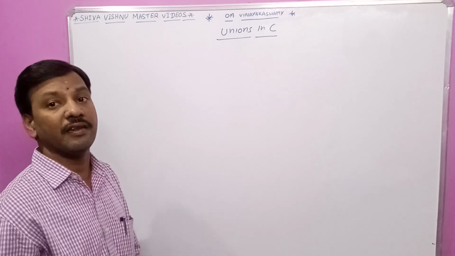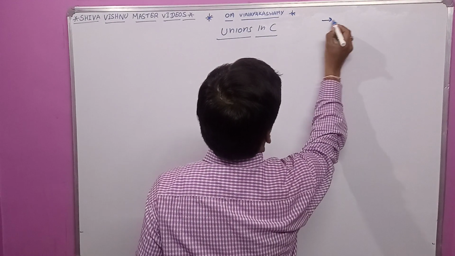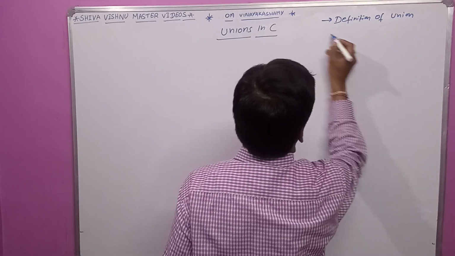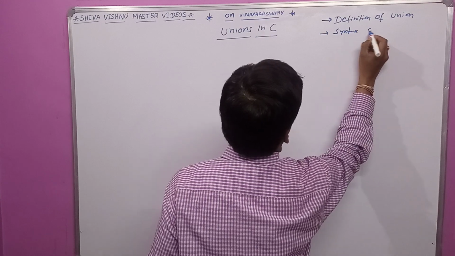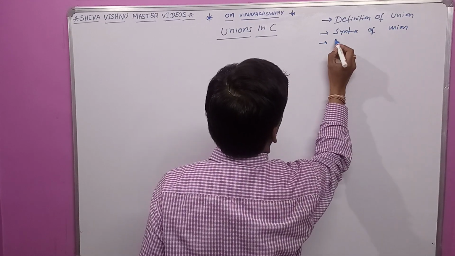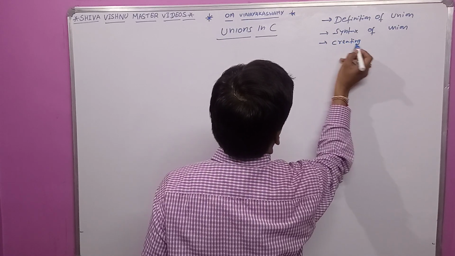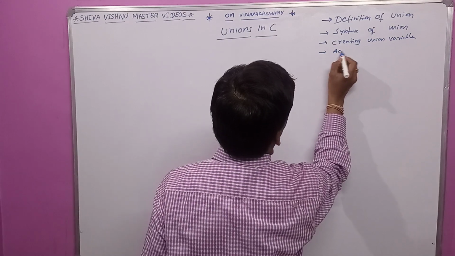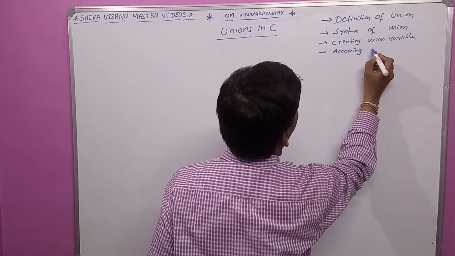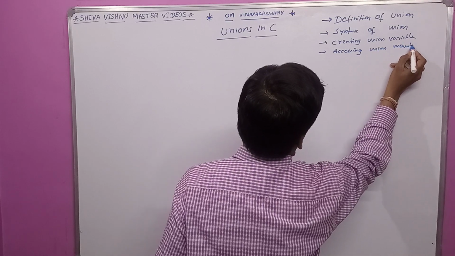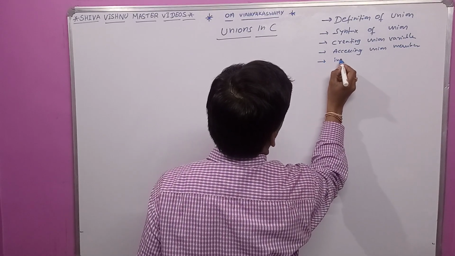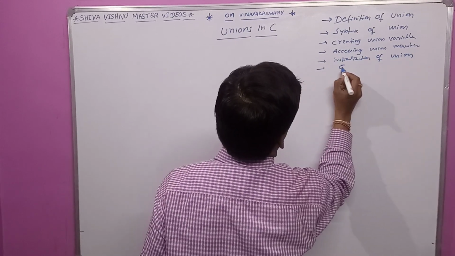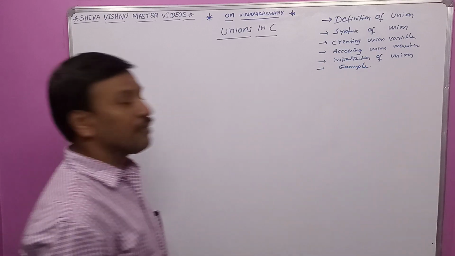Today I will discuss unions in C. Here you can see the headings: definition of union, syntax of union, creating union variable, accessing union member, initialization of union, and example. See the first one here.